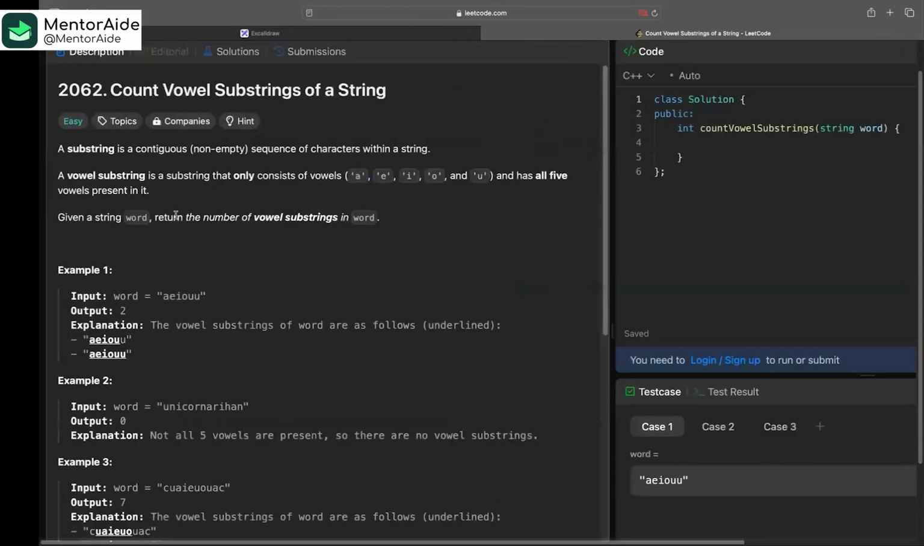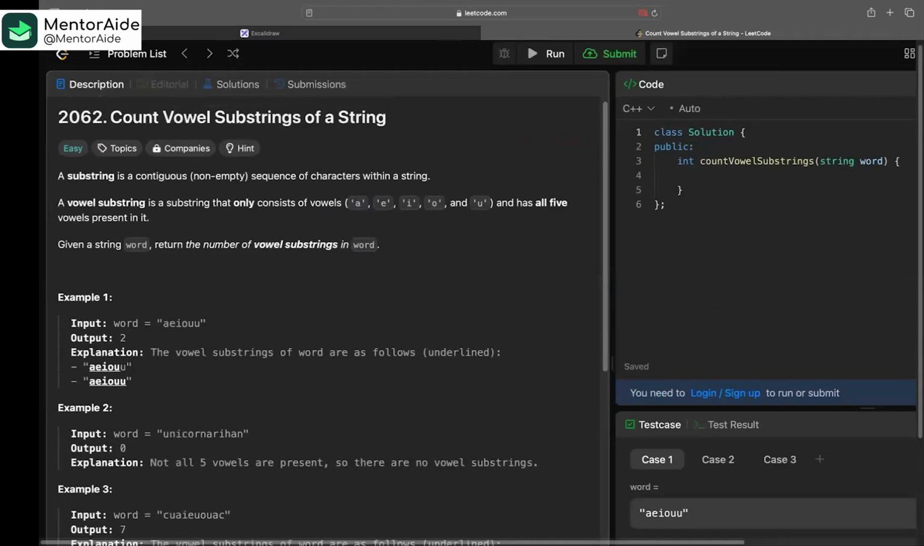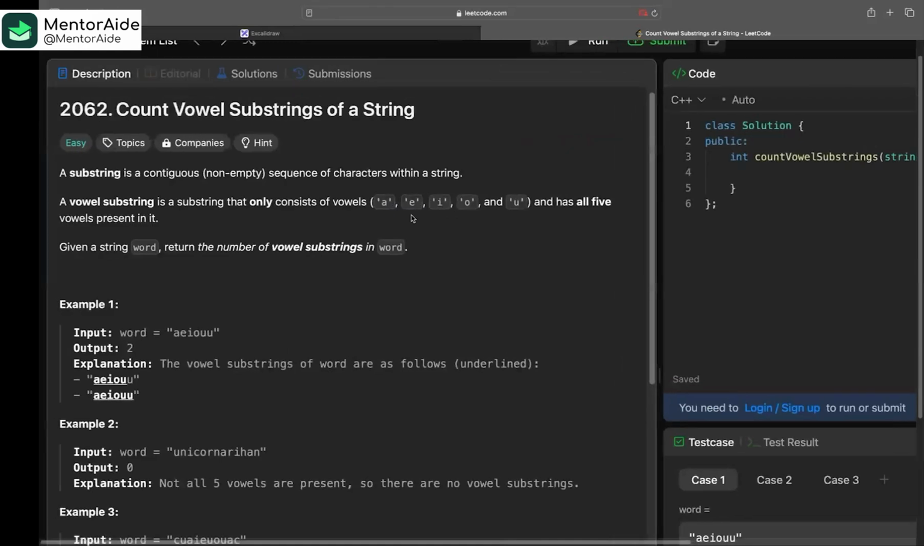Okay, guys, just give it a read to this question. Basically, first it says that a substring is a continuous non-empty sequence of characters within a string. I think yesterday we already discussed what is substring, what is subarray, what is subsequence, so there is nothing more to discuss here. Then it says that a vowel string is a substring that only consists of A, E, I, O, U and has all five vowels present in it. Given a string, return the number of vowel substrings in the word.